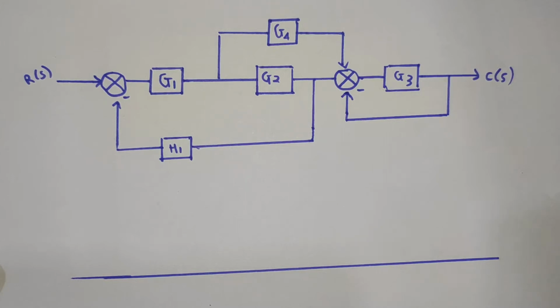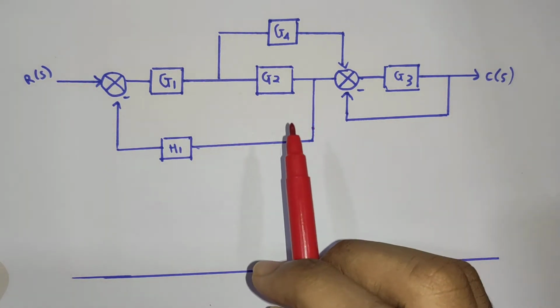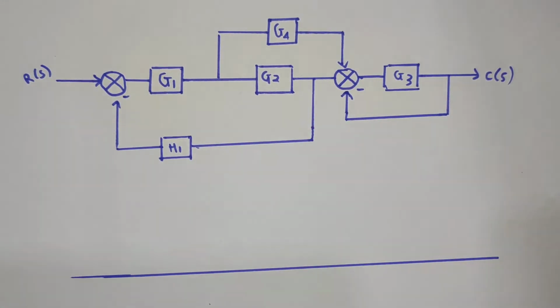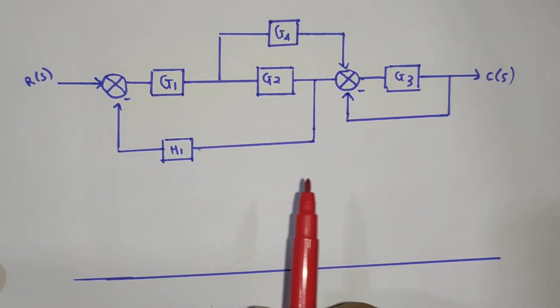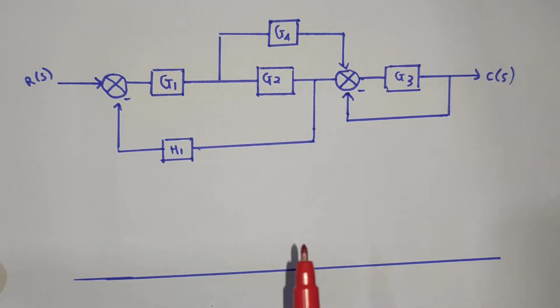Hello guys, in today's lecture we are going to learn how to reduce the block diagram to a signal flow graph, which is also called SFG. Now, the first step is that you have to name all the summing points and the takeoff points.